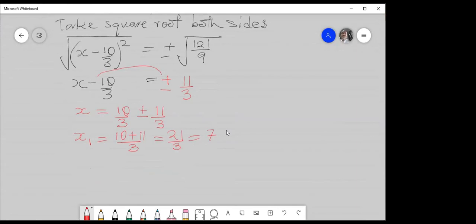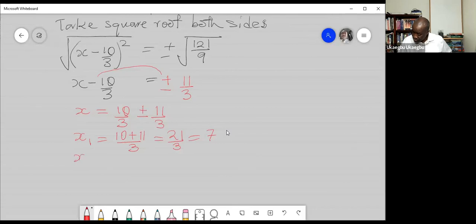That's correct. So now, on the other hand, the second solution, x2, would be 10 minus 11 divided by 3, which is negative 1 divided by 3. These are your solutions. And that ends our completing of the square.